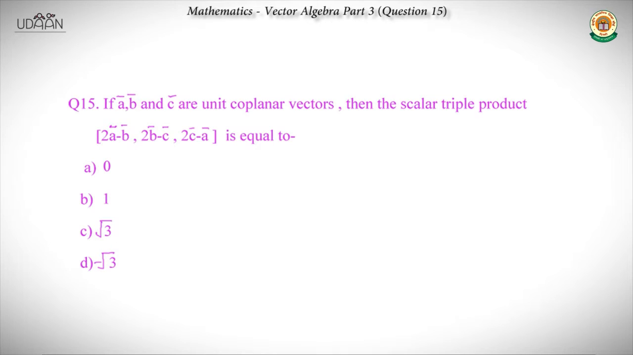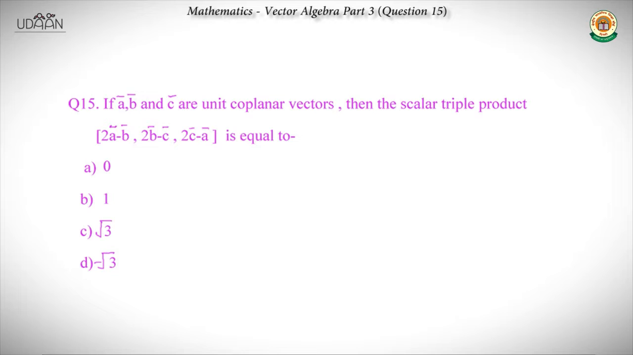So let's begin with problem 15. It says if A vector, B vector and C vector are unit, coplanar vectors, then the scalar triple product of 2A minus B, 2B minus C and 2C minus A is equal to what? So obviously there doesn't seem to be many ways of doing this, but I'm sure there will be some simple way which will come out when we discuss it, right?